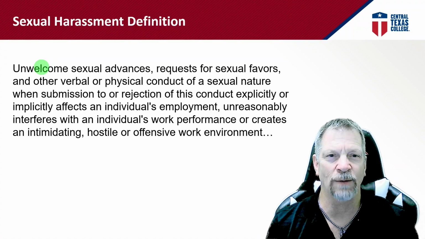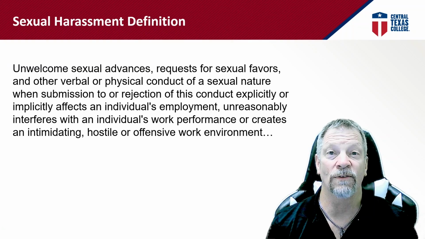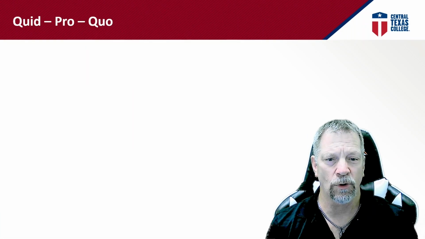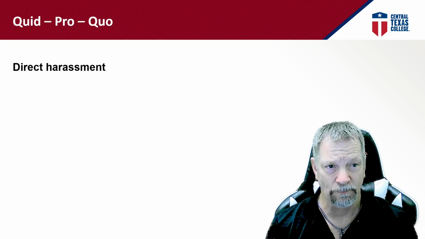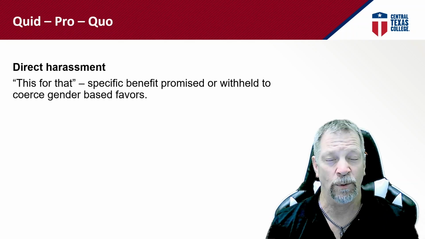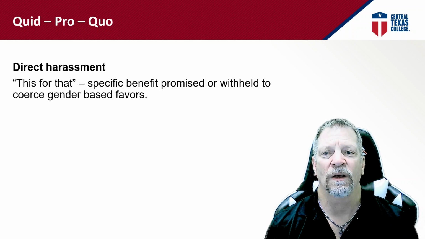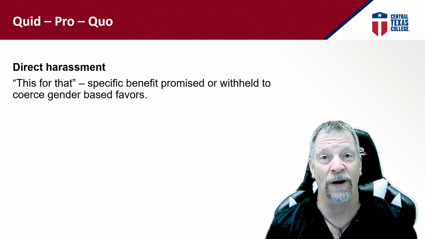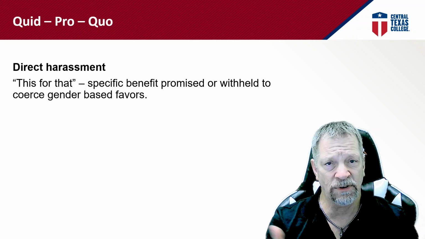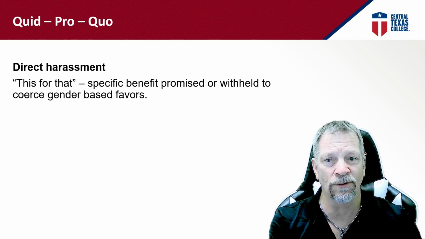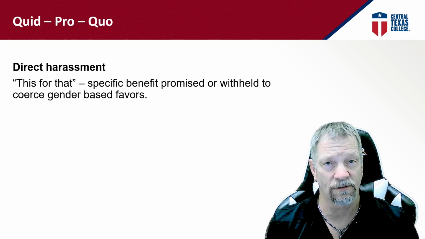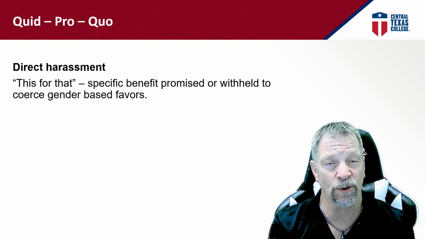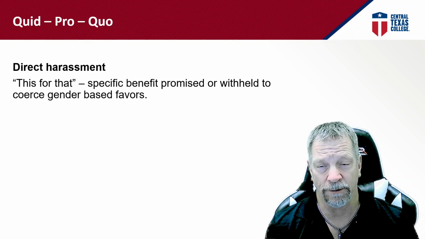So there are 2 types of sexual harassment. The first one is what we call quid pro quo. Quid pro quo is direct harassment. It means this for that, right? Quid pro quo is Latin. It means this for that. So this for that specifically benefits the harasser. So a specific benefit is promised or withheld to coerce gender-based favors. Okay, a sexual favor in return for something that is going to enhance the other person's job, pay, or career.